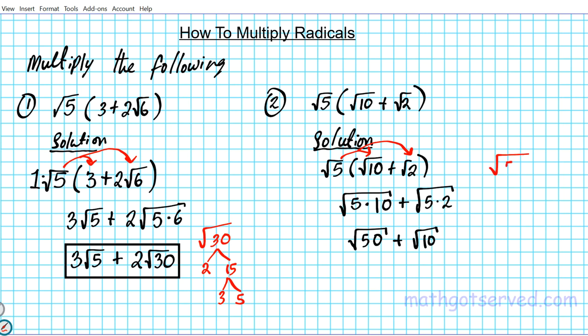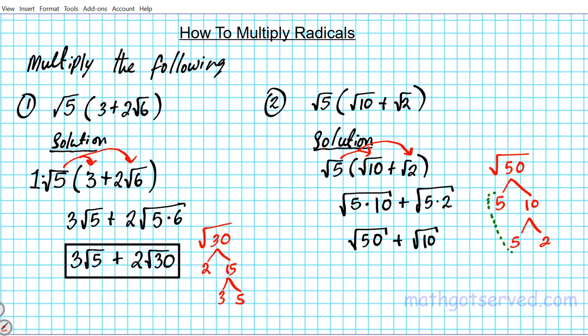So we have root 50, we're going to break it down completely, okay? So it ends in a 0. Any number that ends in 0 or 5, 5 goes into it. So 5 goes into 50 10 times. And then same, 5 goes into 10 twice. Ladies and gentlemen, we have a perfect square, 5 and 5.